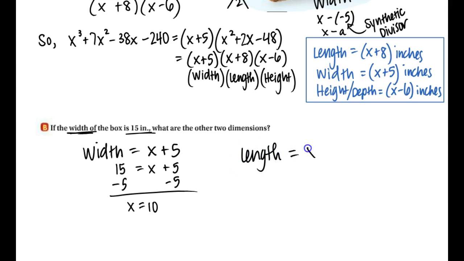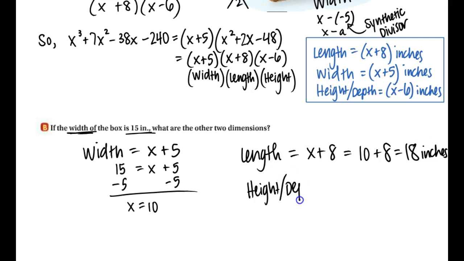The length would be x plus 8. Substituting in 10, we get 10 plus 8. So that means the length must be 18 inches. And to find the height slash depth, we just need to take x and subtract 6. So 10 minus 6 is 4 inches. So that gives us our other two dimensions for this problem.